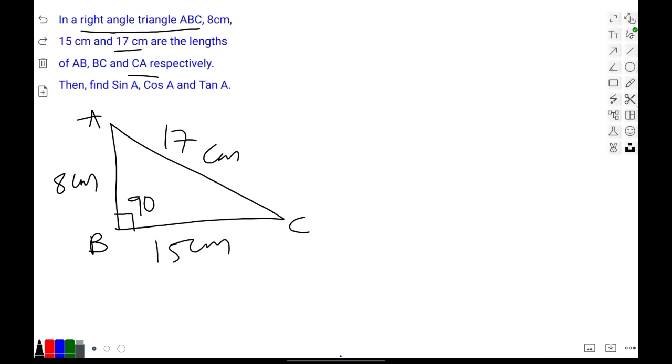Let's continue with the question. Then find sin A, cos A and tan A. They mentioned angle A. So with respect to A, which one is the opposite side? That is BC. And which one is the adjacent side? That is AB. And the longest side is always the hypotenuse.